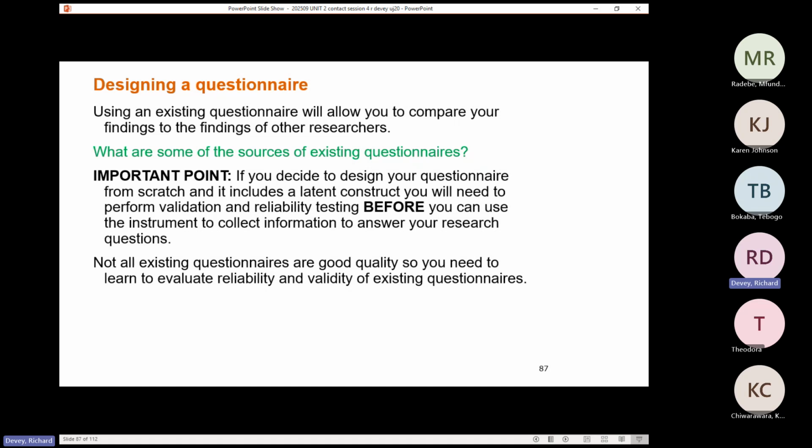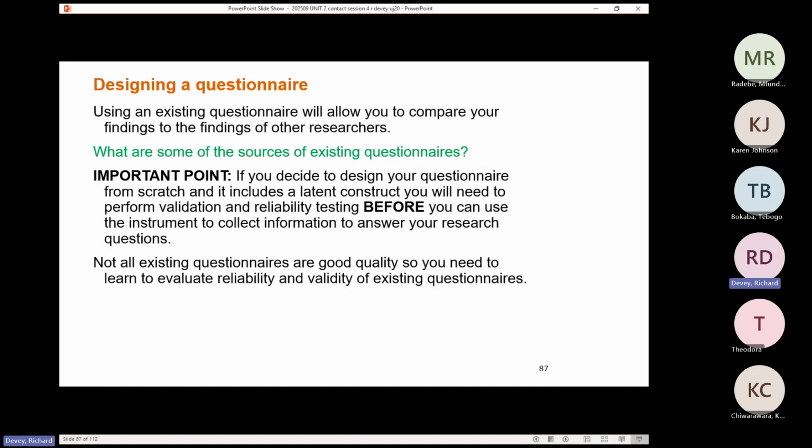Sometimes what people do if they're designing a new questionnaire is they will collect a very large sample, and then they'll split the sample in half, and they'll do the validation and reliability on half the sample, and then they'll do the analysis on the other half of the sample. But in order to do that, you need to get a very big sample. So researchers sometimes do that to save time and effort.